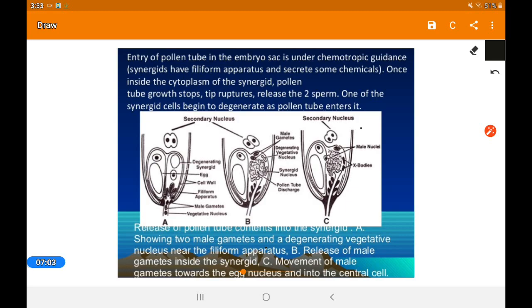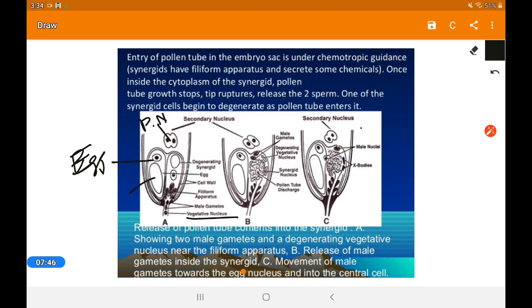Look here, the pollen tube has reached there, with the male gametes. This first one you can see. Here are the synergids. This is the egg, and this is the pollen nucleus, which is 2N. See here the filiform apparatus, present in the micropylar part of the synergids. It guides the entry of the pollen tube.